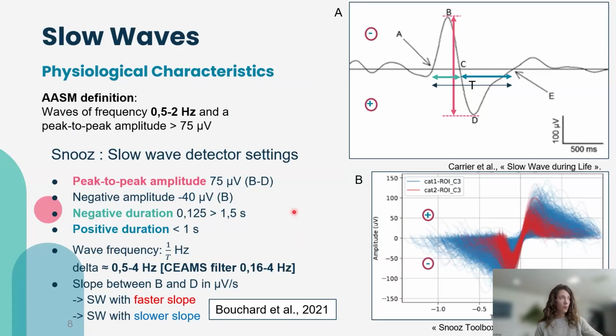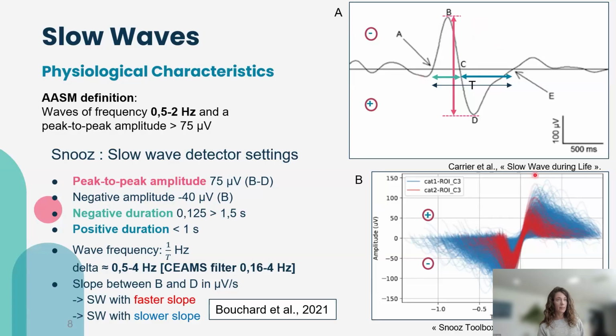Now we'll talk about the slow waves. The AASM definition of slow waves is waves with a frequency of 0.5 to 2 Hz and a peak-to-peak amplitude greater than 75 microvolts. The slow wave detector integrated in Snooz, based on the Carrier paper, includes additional parameters, such as a negative amplitude of at least minus 40 microvolts, which is represented here with the letter B.